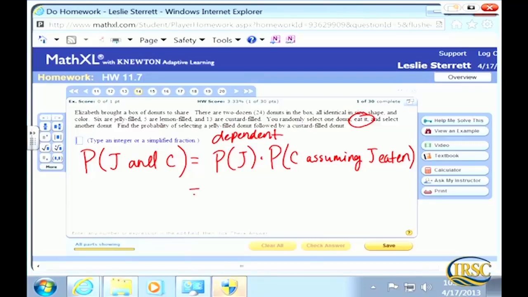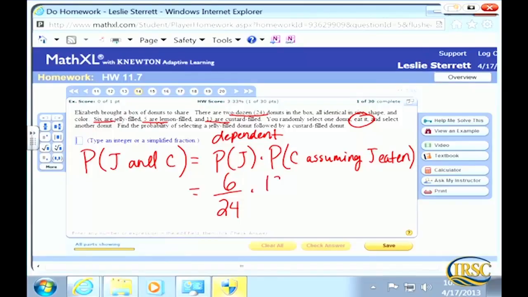Okay, so what is the probability? And again, here are the numbers. 6 are jelly, 5 are lemon, and 13 are custard. And how many donuts are there total? 24, 2 dozen. Okay, so what's the probability of selecting a jelly donut? Okay, 6 over 24. And so now what's the probability of selecting a custard now that you have eaten a jelly donut?